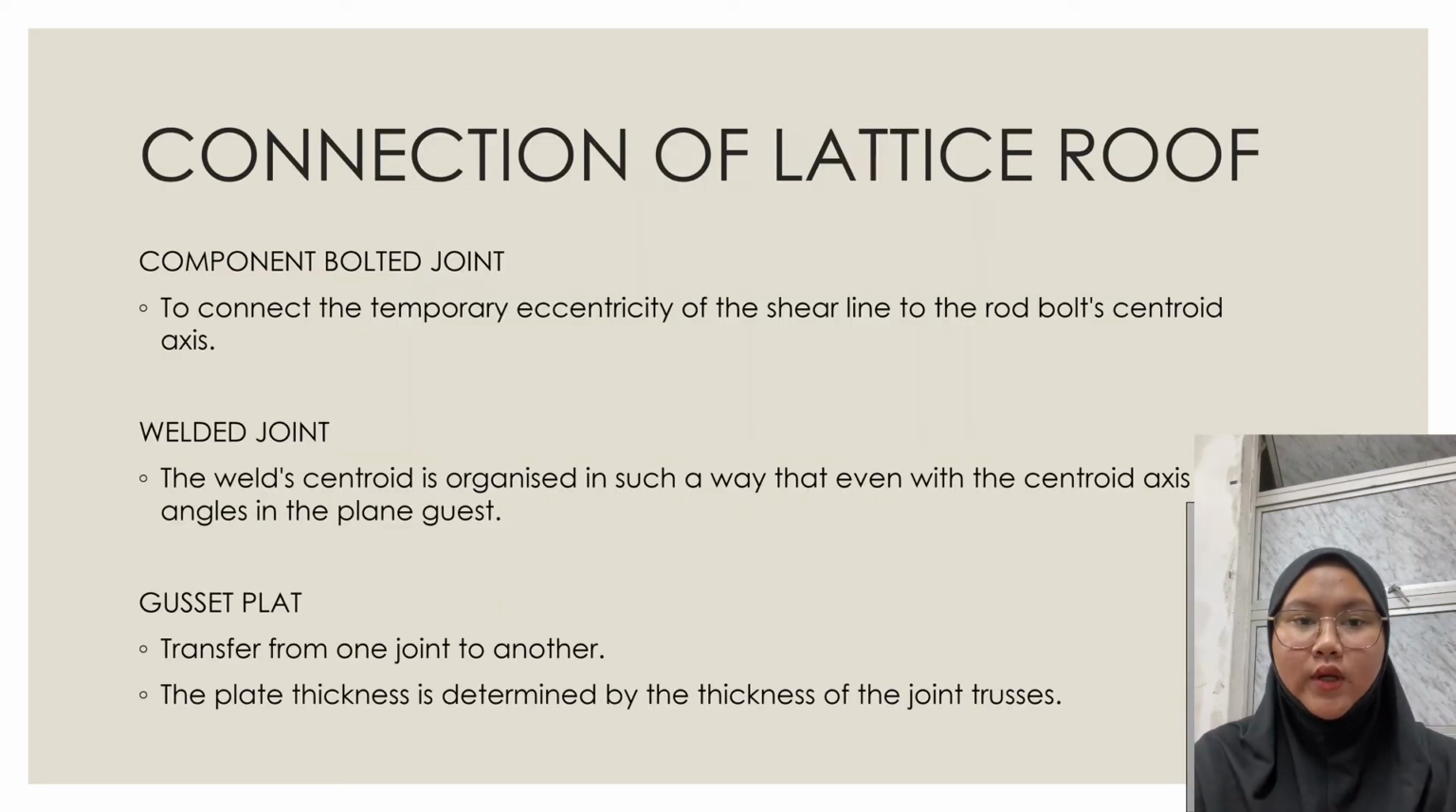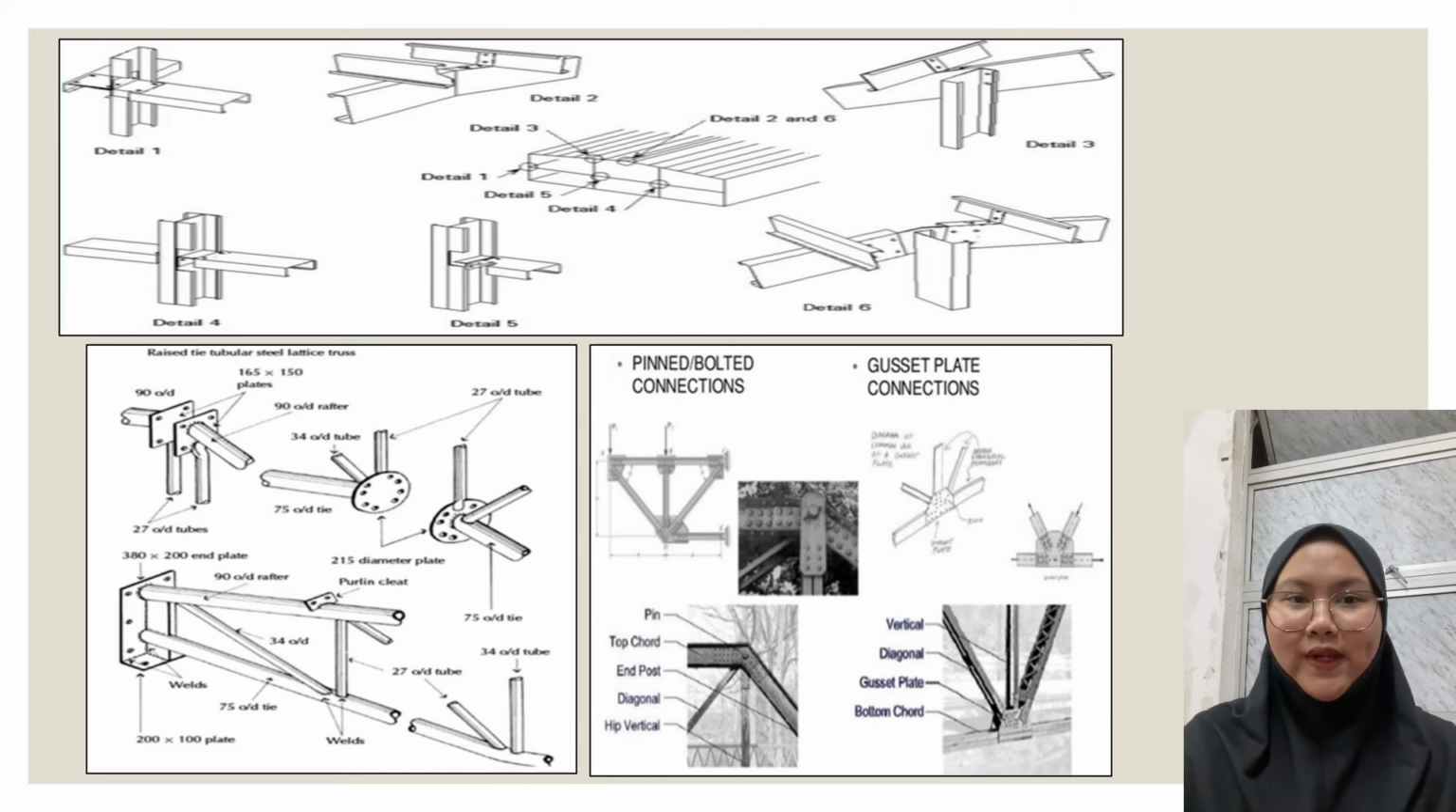Connection of lattice roof. First, component bolted joint to connect the temporary eccentricity of the shear line to the rod bolt's centroid axis. Second, welded joint. The weld centroid is organized in such a way that it coincides with the centroid axis angles in the plane gasket. Third, gasket plate. Transfer from one joint to another. The plate thickness is determined by the thickness of the joint's trusses. The picture showing the example of connection of lattice roof.